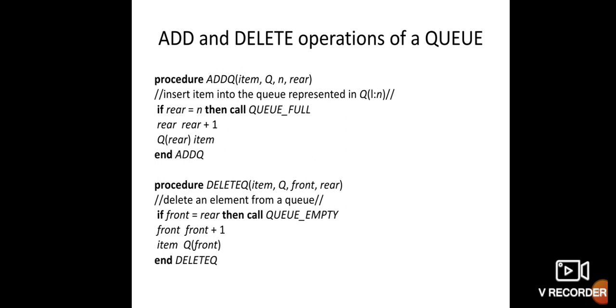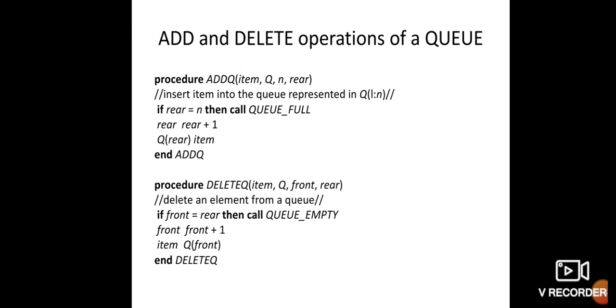Then here, in the add and delete procedure of a queue, you're going to check the rear. For add you'll have rear. If rear is equal to n, it means the queue is already full. It cannot accommodate any more elements inside the queue. Suppose this condition is false, then rear is equal to rear plus 1, and then it will add the element into the queue.